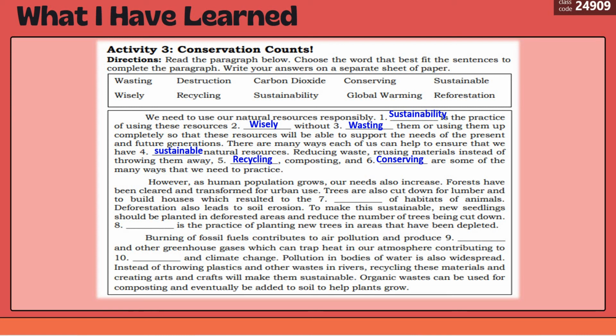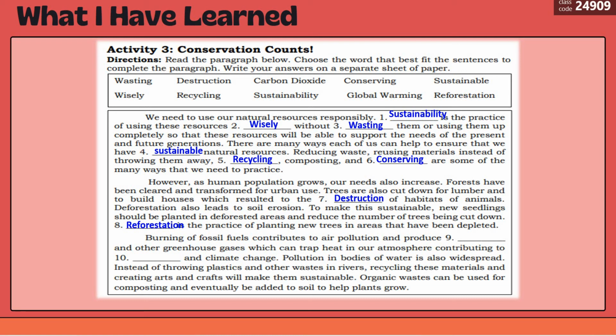However, as the human population grows, our needs also increase. Forests have been cleared and transformed for urban use. Trees are also cut down for lumber and to build houses, which resulted in the destruction of habitats of animals. Deforestation also leads to soil erosion. To make this sustainable, new seedlings should be planted in the deforested areas and the number of trees being cut down reduced. Reforestation is the practice of planting new trees in areas that have been depleted.